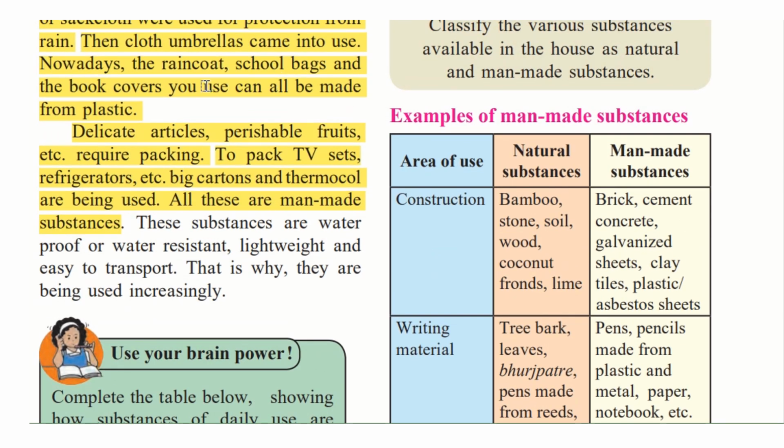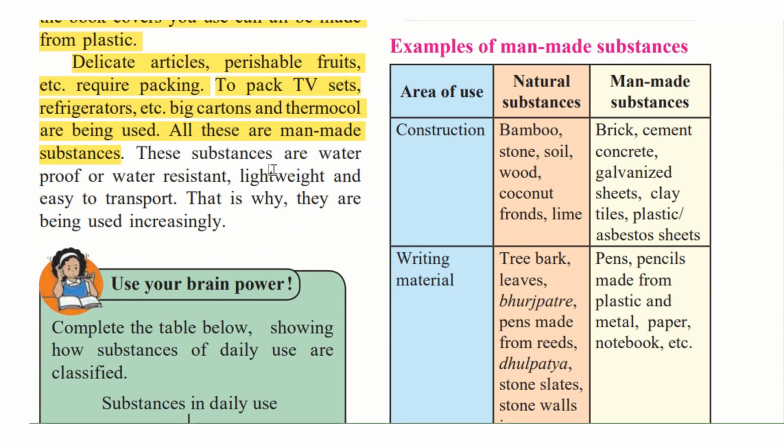All these things we do not get from nature. Our raincoat, school bag, book covers, or packing material, we have to make them. And these substances are waterproof or water resistant. It means that we can protect things from rain or water when we use these materials. They are lightweight and easy to transport. That is, we can take them anywhere we want. That is why they are being used increasingly. Because of all these benefits, that is, they are waterproof, lightweight, and easy to carry, we are using them more and more.